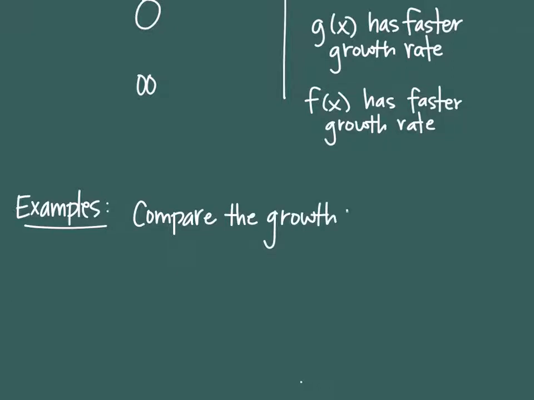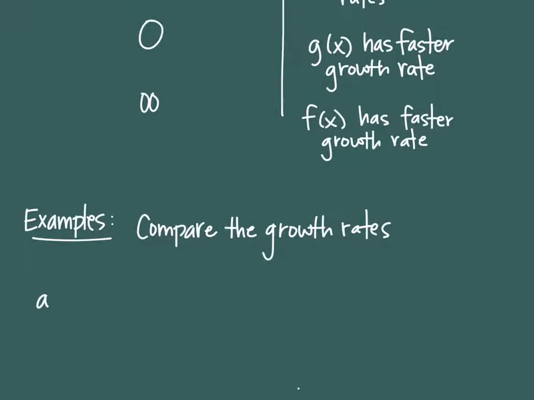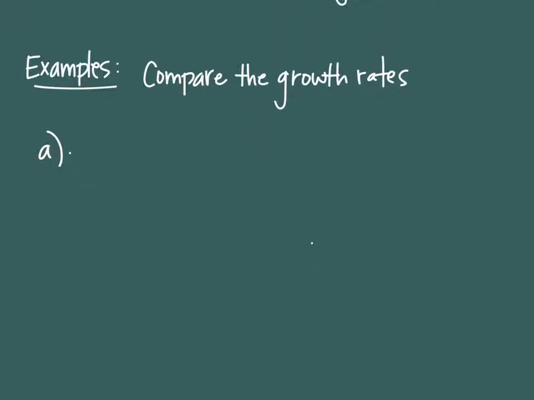All right, so compare the growth rates of the following functions. And I have 4 examples. We'll see how many we should get through. No problem. All right, so compare the growth rates of f of x equals e to the x and g of x equals x squared. From the earlier lesson, we already know which one's going to be faster. Okay, but you need to justify and prove it.